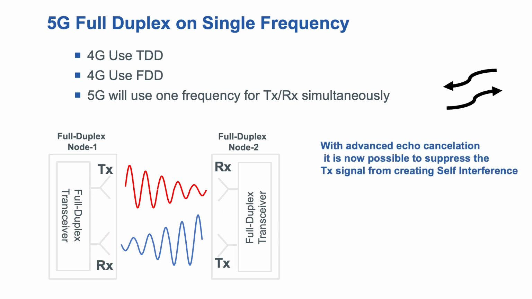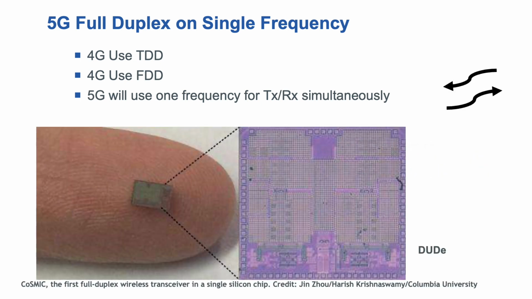However, technology is continually advancing, and now with advanced echo cancellation and suppression, the transmit signal can be removed from the receive side, basically removing the self-interference. This technology was first demonstrated a few years ago at Stanford University, and a lot of work was also done at Columbia University, where they basically miniaturized everything onto a single chip. This was a major breakthrough.